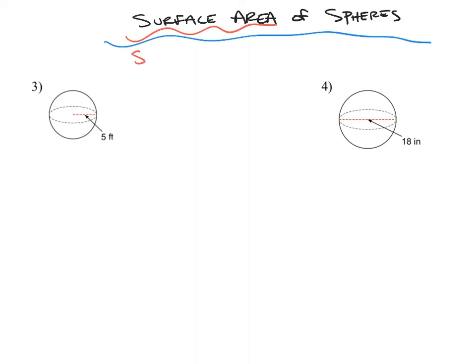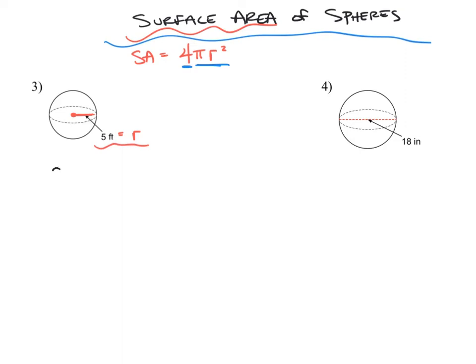And the formula for that, the surface area, is equal to 4 times pi times the radius squared. So it's almost like the area of a circle, but just multiplied by 4. So that's how we're going to find the surface area of a sphere. And just like the volume, all you need to know is the radius. So in the number 3 example here, the radius is 5. That's the only thing I need before I can find the surface area.